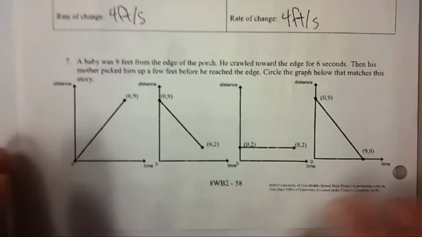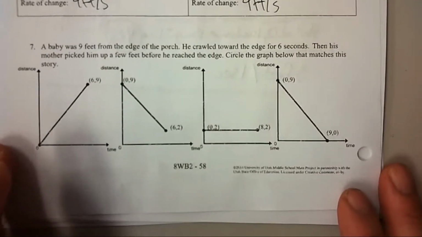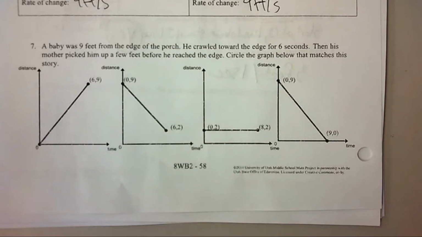Okay, going down to number 7 now. So number 7 says, a baby was 9 feet from the edge of the porch. He crawled towards the edge for 6 seconds. Then his mother picked him up a few feet before he reached the edge. Circle the graph that matches the story.